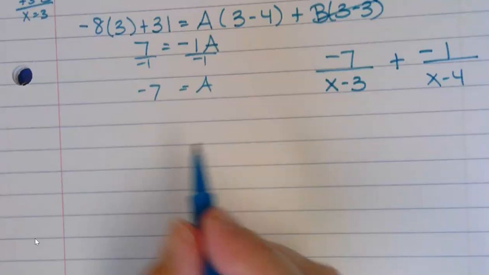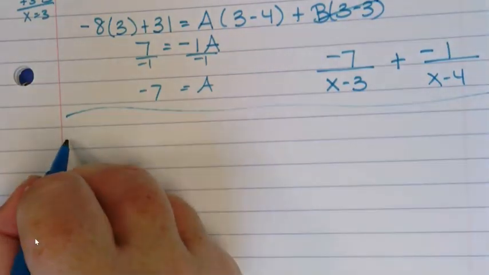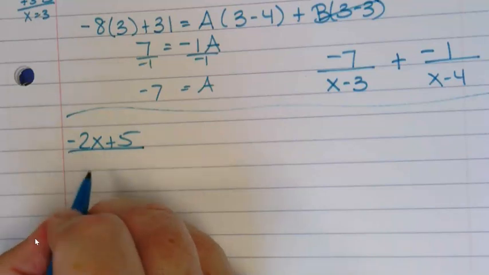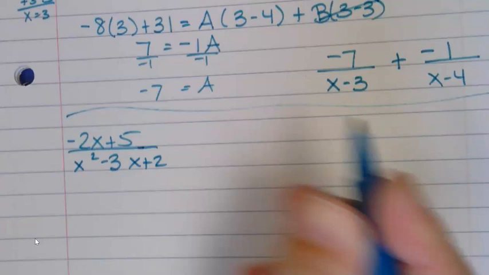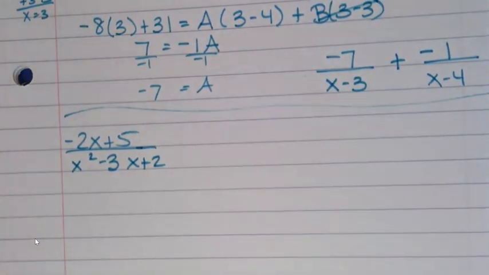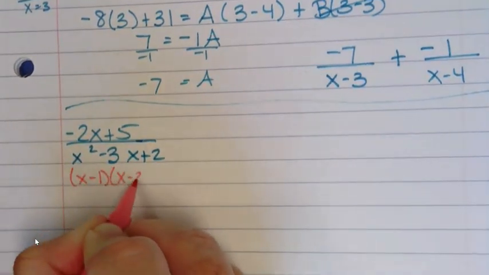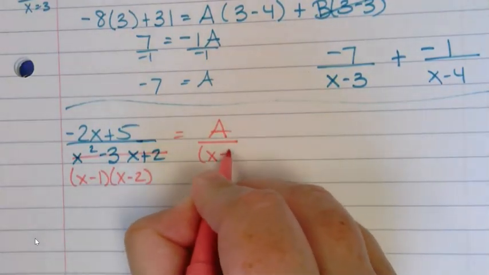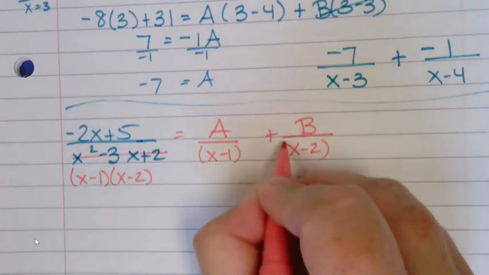Let's look at another one. Negative 2x plus 5 over x squared minus 3x plus 2. Okay, so we're going to factor again. So we get x minus 1 and x minus 2. A over x minus 1 plus b over x minus 2.